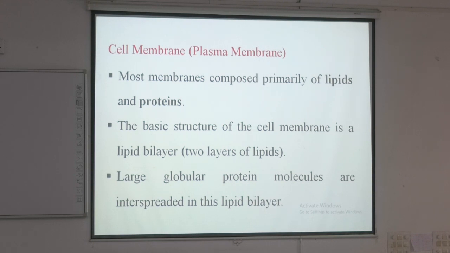After the theory was given, different theories came, and these concepts became more refined. What is an intrinsic protein? What is an extrinsic protein?